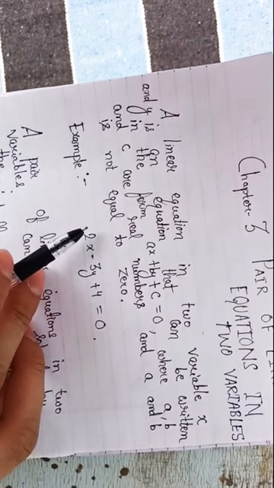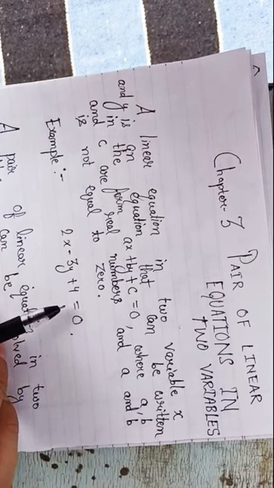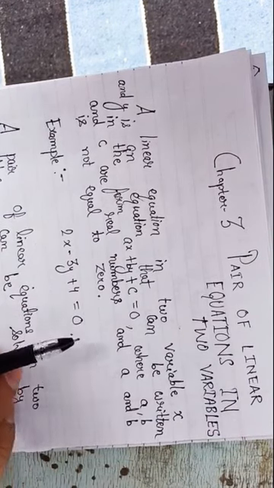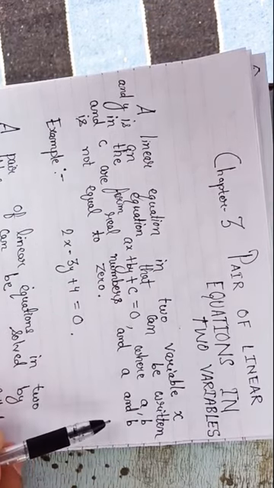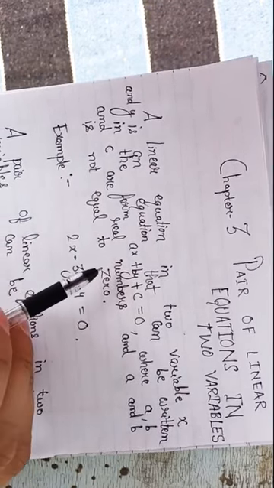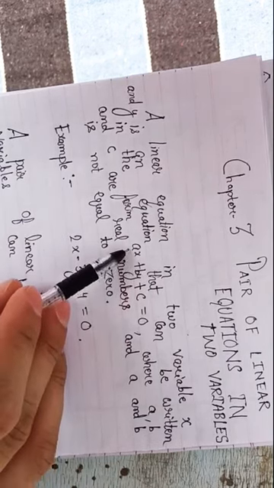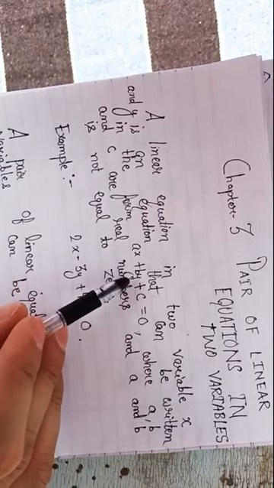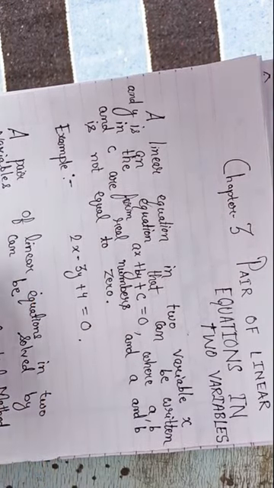Where a, b and c are real numbers and a and b are not equal to 0. Understand this concept. That means the coefficient of x, a, and the coefficient of y, b, these two values cannot be 0. If they are 0, then a linear equation cannot be formed.